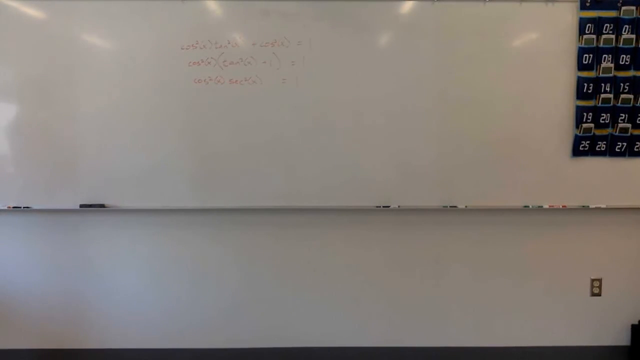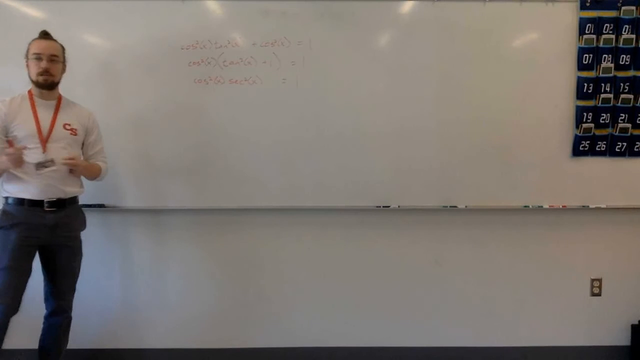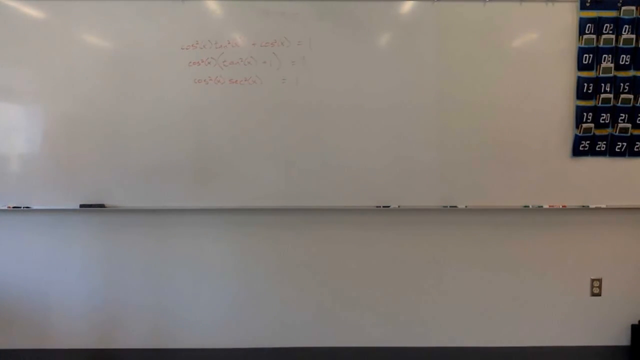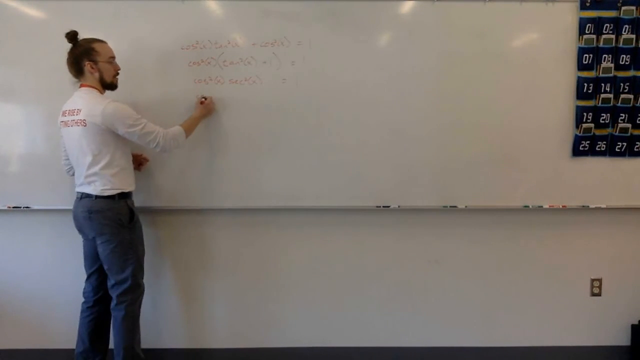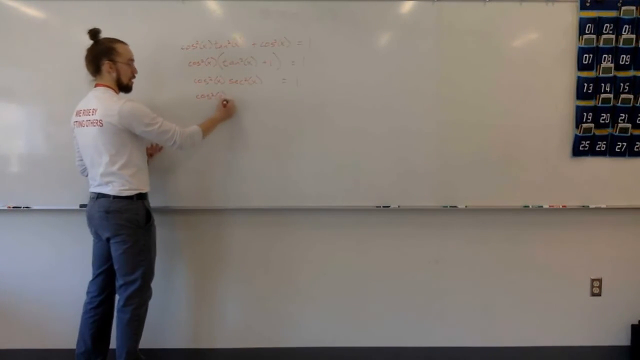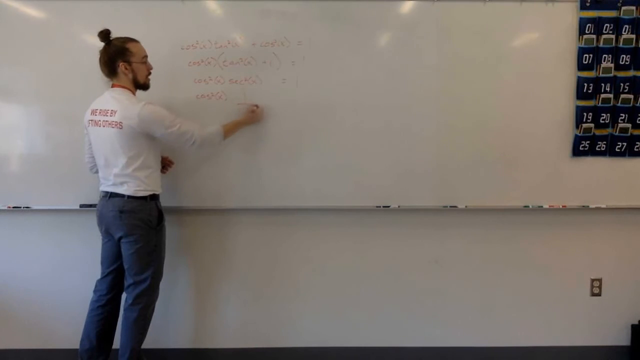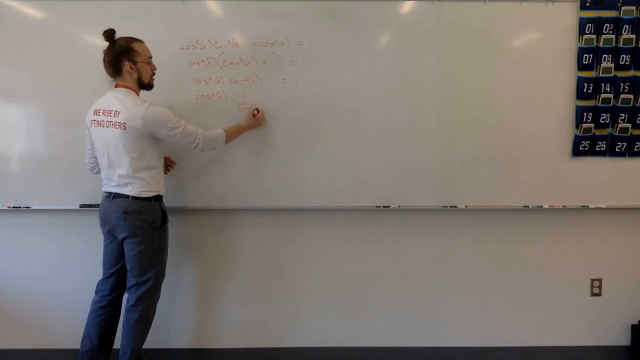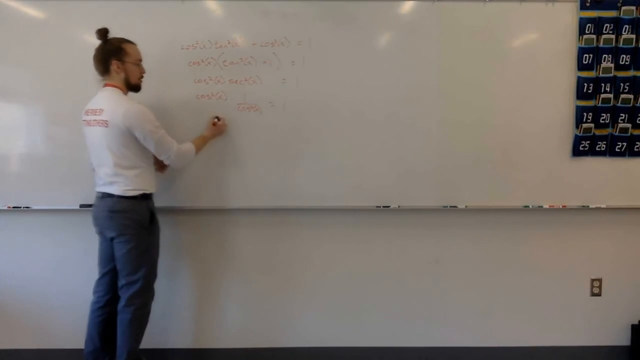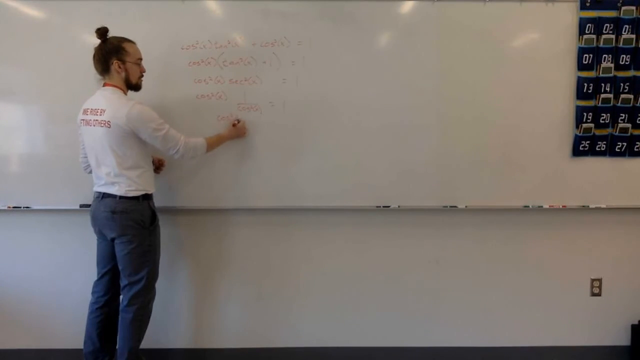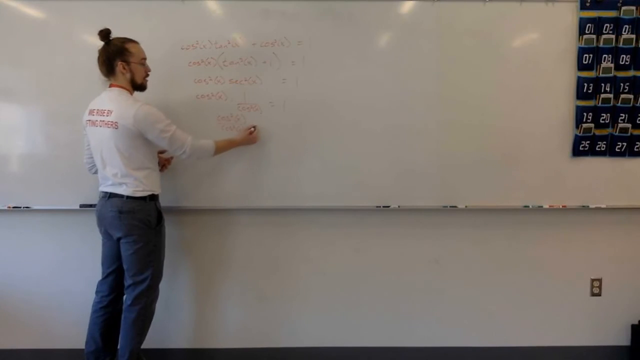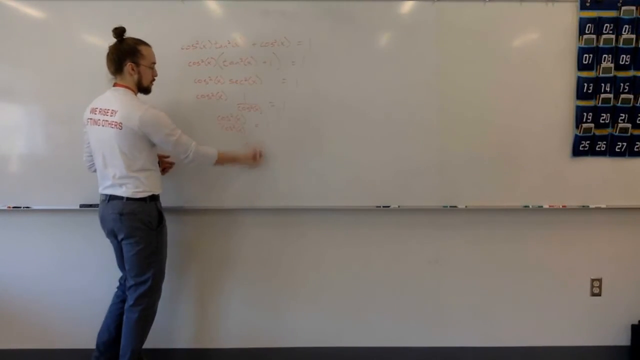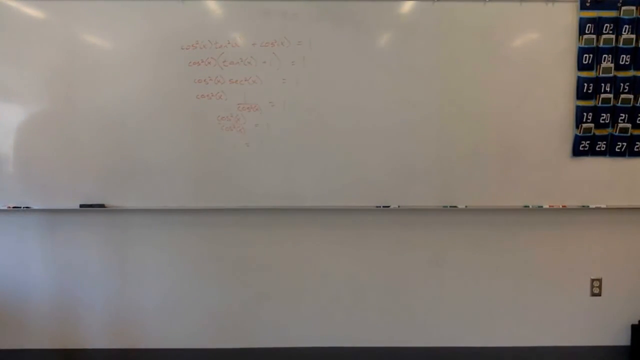Well, now, secant squared is just the same as 1 over cosine squared, right? So this can become exactly cosine squared times 1 over cosine squared. So I'll write out this cosine squared over cosine squared. That's just 1. Very good.